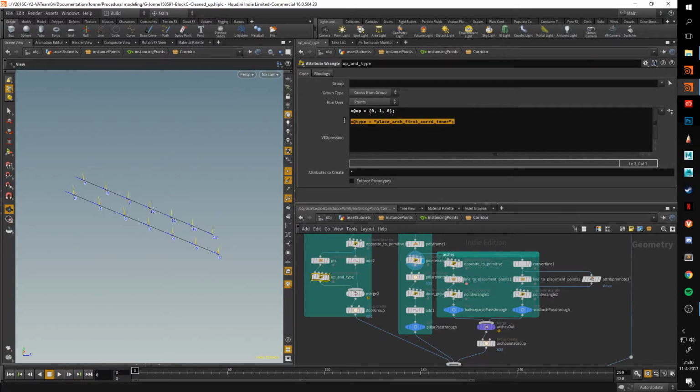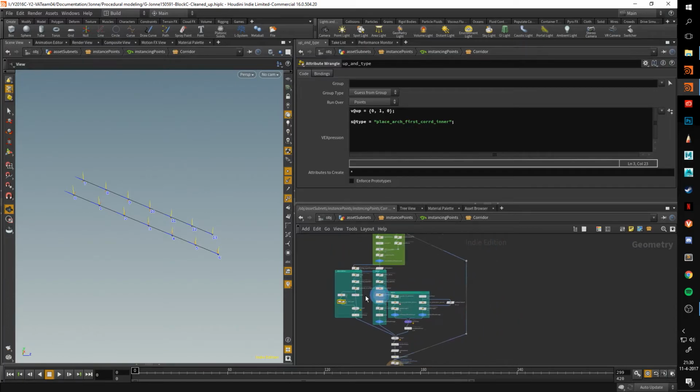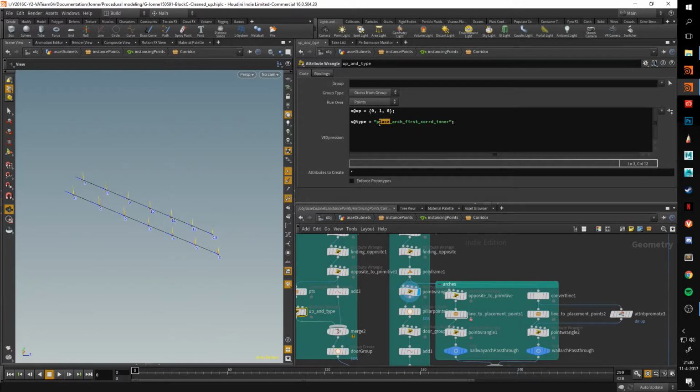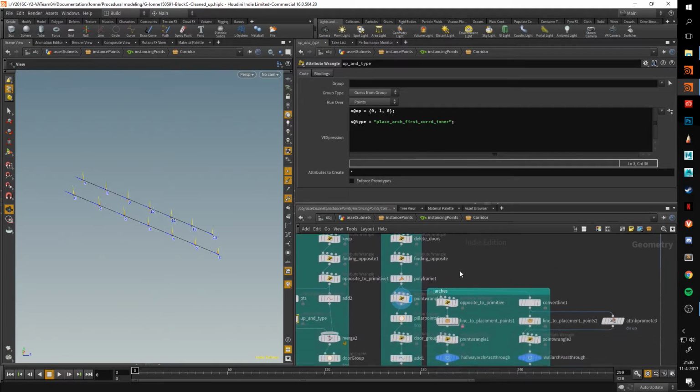Yeah. So this attribute type basically follows a certain naming convention of what type of point it is. So in this case, a placement point, arch or pillar, row. So I have divided this in first, second, and top. What the type is, so in this corridor, and what location it is relatively. So this can be inner, outer, or wall. So in here, we have our pillars. So that's placement, pillar, it's the first layer, it's a corridor, and these are meant to be large pillars.